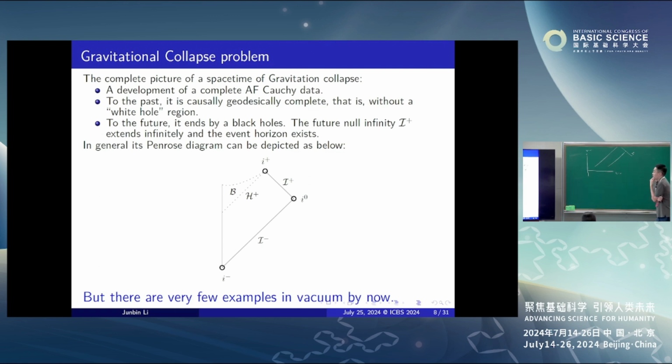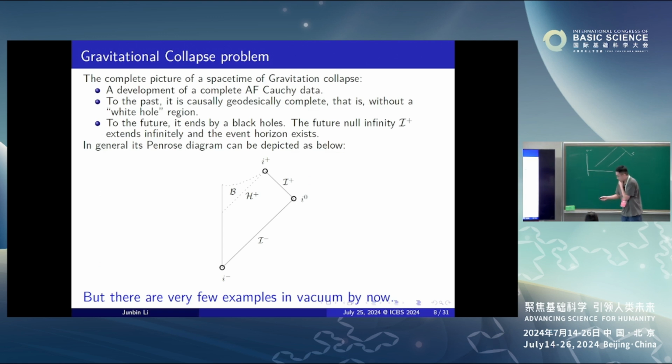The complete picture of a space-time of gravitational collapse means the following things. The first thing is it should be a development of complete asymptotically flat Cauchy data. By this I mean this should be a solution of the Einstein equation from an initial data. It should be globally hyperbolic, from non-compact asymptotically flat Cauchy data.